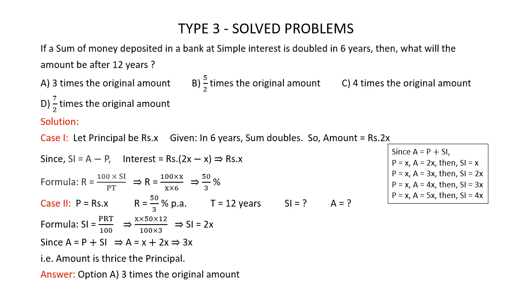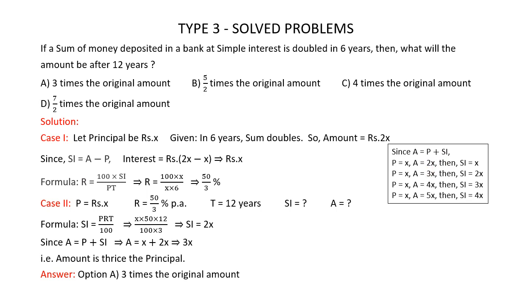Now you don't have to always do all these steps, if you understand the logic of how to get the interest. Now you know that amount is equal to principal plus simple interest. Now if principal is x and it doubles to become 2x, then simple interest has to be x. Because if principal is x, then simple interest has to be x so that the amount can be 2x.